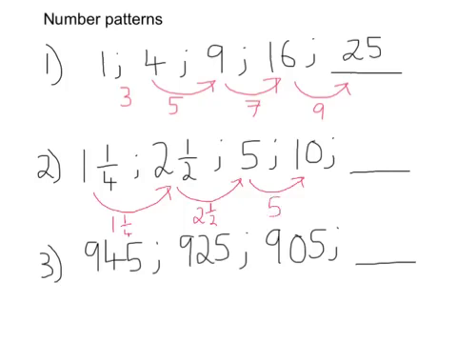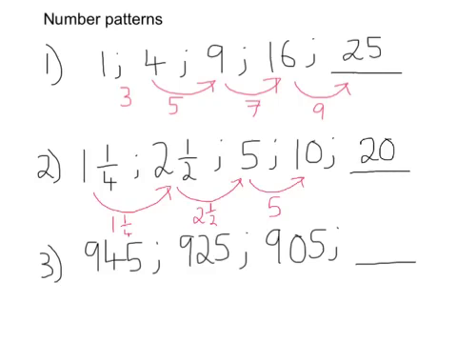So hopefully you can pick up there that what's happening is the number's just doubling each time. So 1 1/4 doubled is 2 1/2. 2 1/2 doubled is 5. 5 doubled is 10. So double 10 to get the next number, and we're just going to have 20. And then moving on to the third question, 945 to 925.